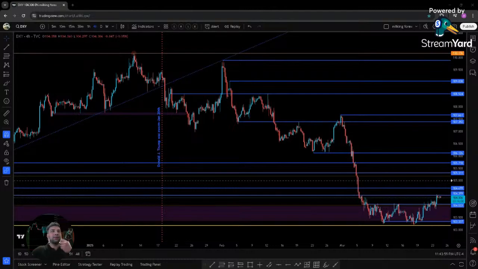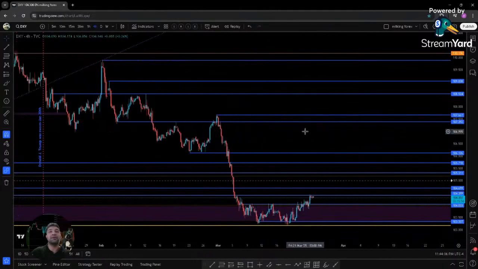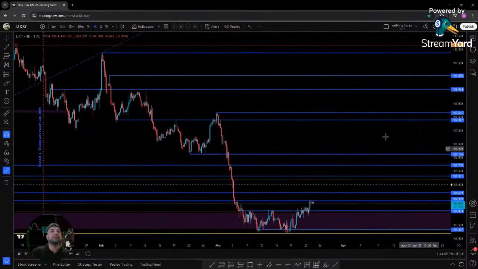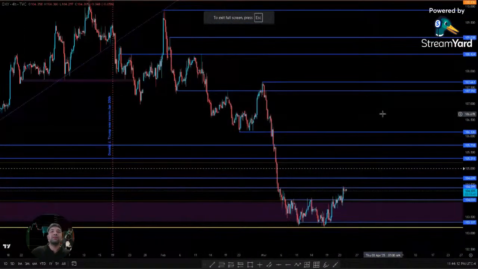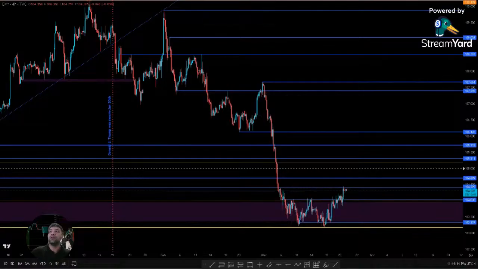Okay, welcome back, guys. So let's discuss DXY right here. This is what we were looking at when we read that the dollar is hovering around 104, and you can see it's around 104 at this point, and the dollar has been keeping stable for a while.